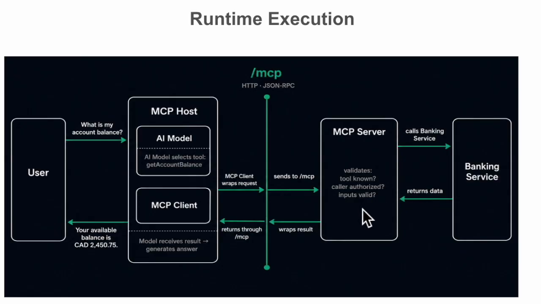The server wraps it. It travels back through the MCP endpoint to the client, to the model, and then the model wraps it into a natural language answer like your balance is so and so, and the user got their answer. The model never touched a banking API. It worked entirely through the approved tool boundary, and every step is auditable.